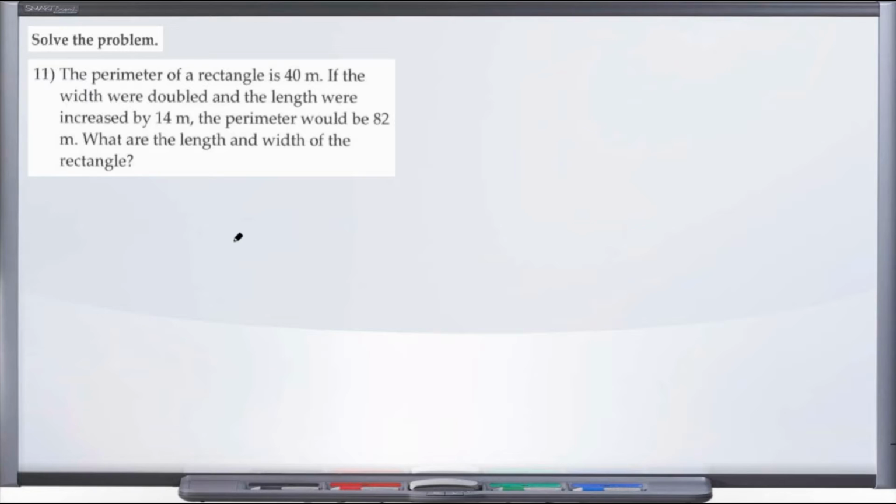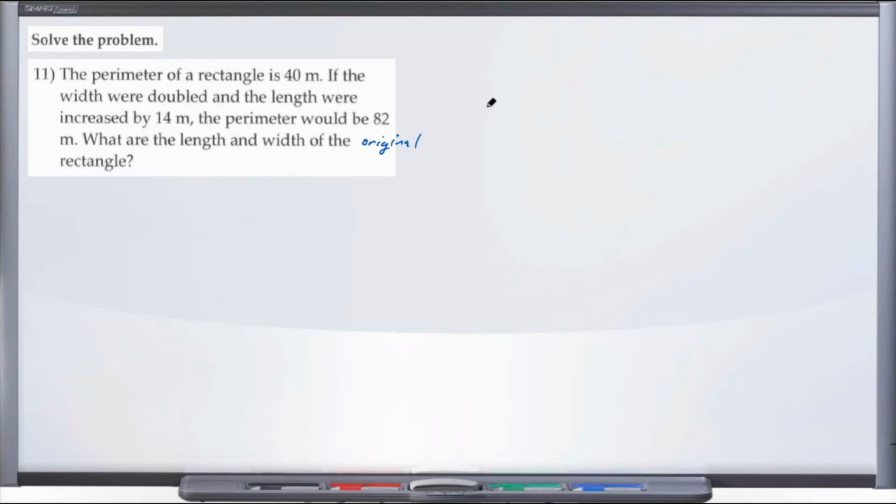We're told to solve the problem: the perimeter of a rectangle is 40 meters. If the width were doubled and the length were increased by 14 meters, the perimeter would be 82 meters. What are the length and width of the rectangle? And I should point out that when they are asking us what are the length and width of the rectangle, they want us to tell them what the original length and original width were. They don't want to know what the new width and length are once we've doubled and increased by 14. So what are the length and width of the original? Maybe I'll just squeeze that word in here.